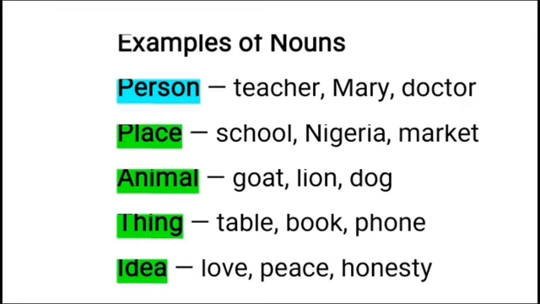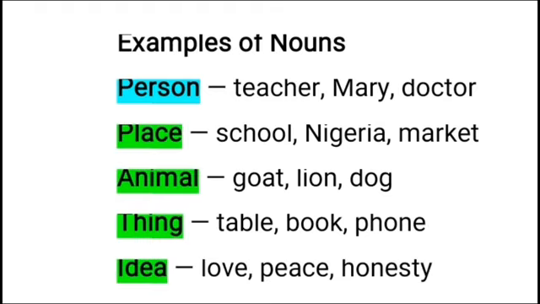Now let's take some examples of nouns. Noun as a person, so you have teacher, Mary, doctor. All of these are nouns. Place as a noun, you have school, Nigeria, market. All of these are nouns. Animal as noun, you have goat, lion, dog. All of these are nouns. Thing as a noun, you have table, book, phone. Idea as a noun, you have love, peace, honesty. All of these are examples of nouns.